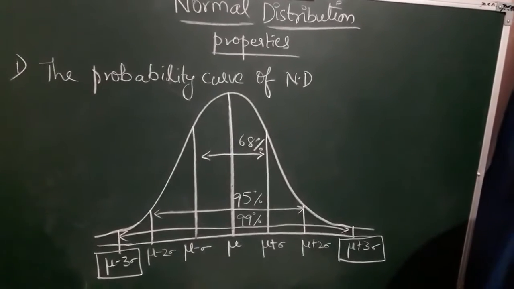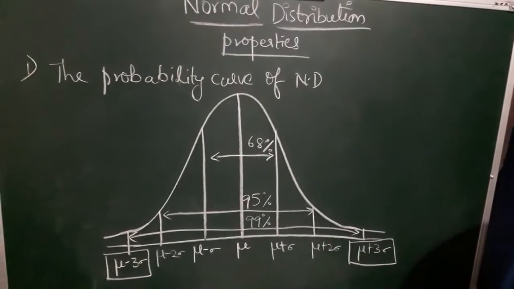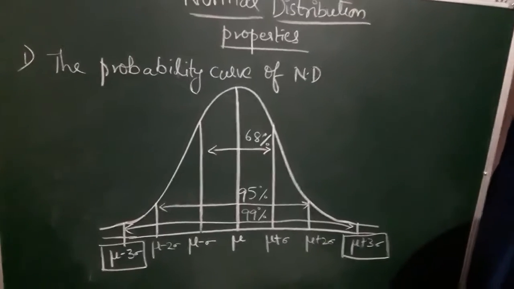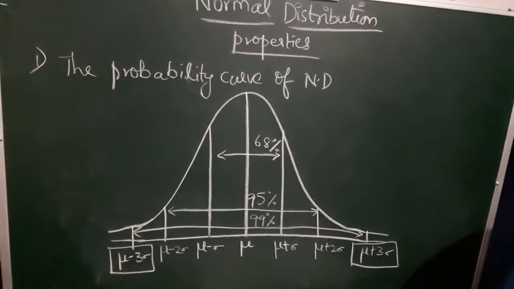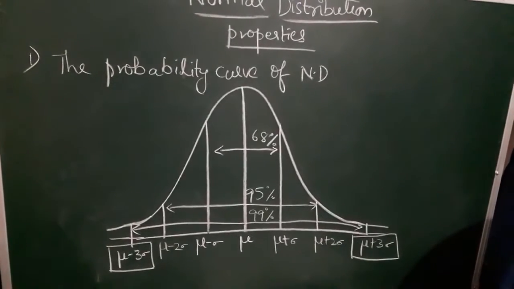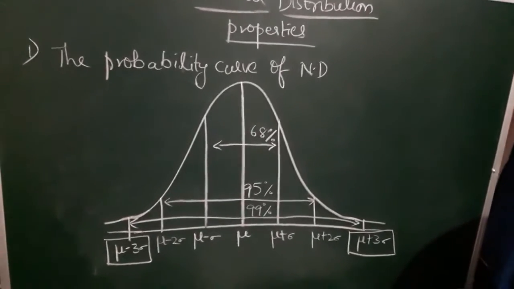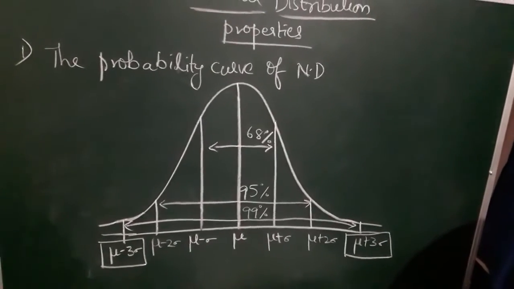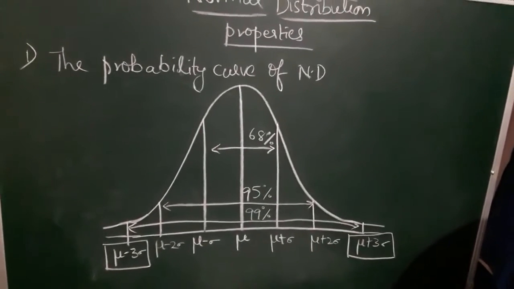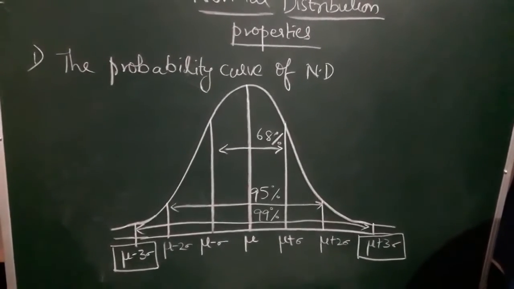Now, under the normal curve, observe the area I have marked in terms of arrows and the percentages I have written there. From mu minus sigma to mu plus sigma, the area under the curve is 68%, right? From minus 1 sigma to plus 1 sigma, mu minus sigma to mu plus sigma, that area covered is 68%.